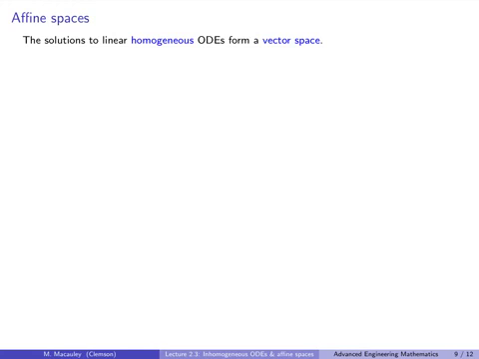Now that you've seen some examples, I will, as promised, go back to the topic of affine spaces, something that I want to define formally. So the solutions to linear homogeneous ODEs, as we've seen, form a vector space. For a first order ODE, that's a one-dimensional space. So a basis is just any non-zero function. So the general solution is C1 y1 of t, where C1 is any real number or complex number, depending on what number system you want to work over.